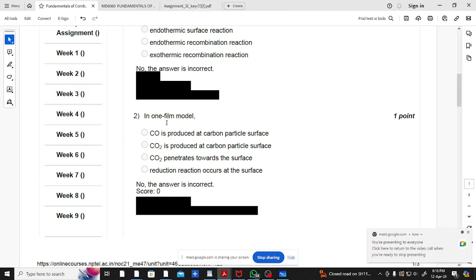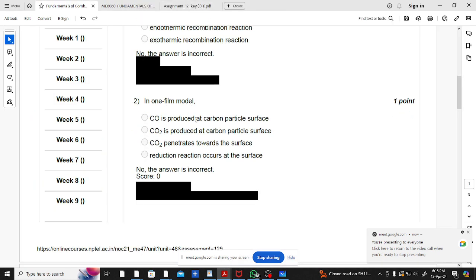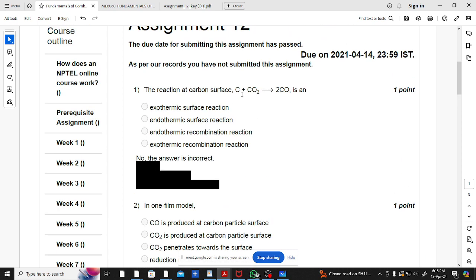Can you answer this question? Question number two. In one film model, CO is produced at the carbon particle surface. CO2 is produced at the carbon particle surface. CO2 penetrates toward the surface. Reduction reaction occurs at the surface. So in this case, this is the reaction that takes place at the surface in one film model.